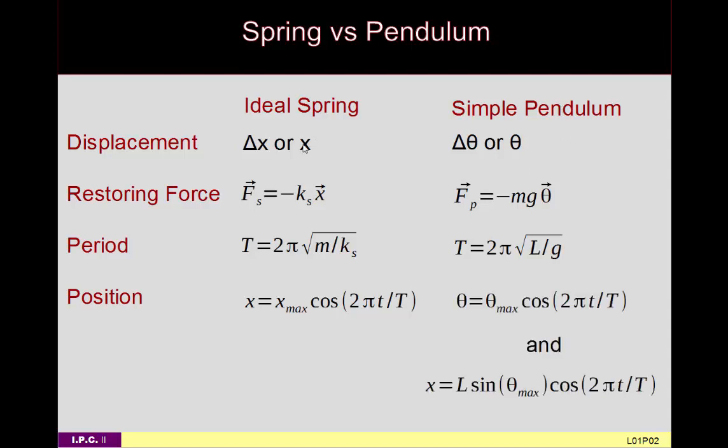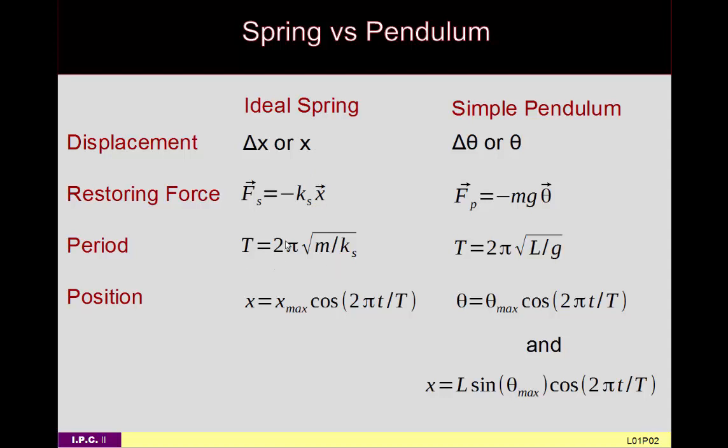So for example, your displacement, you could use x for the spring, or delta x. Here we might use a delta theta, or sometimes just simplified to theta. You can in fact also use an x. Your restoring force, in the case of a spring, is Hooke's law, negative kx. In the case of a pendulum, it's mg theta. So mg times displacement, k times displacement.